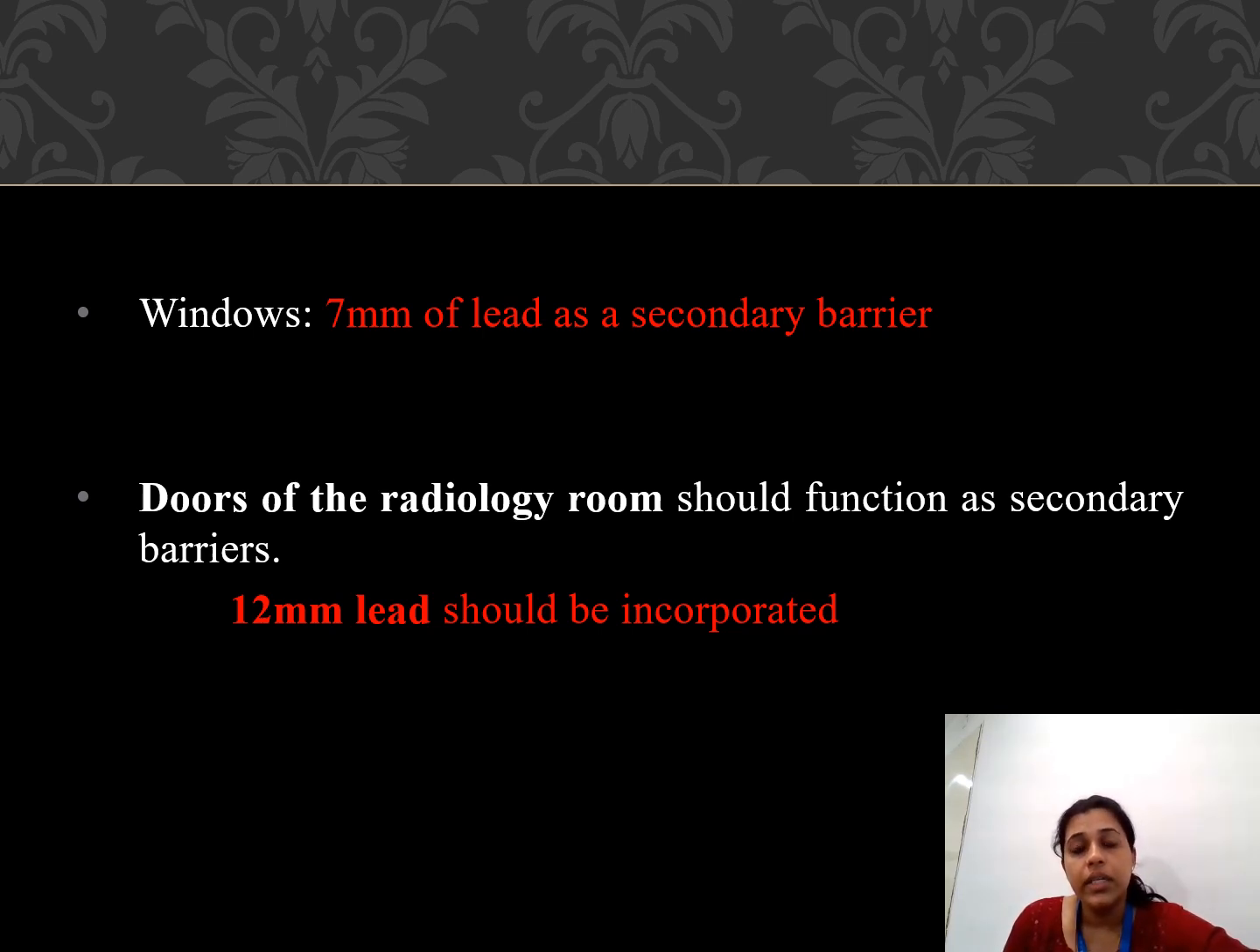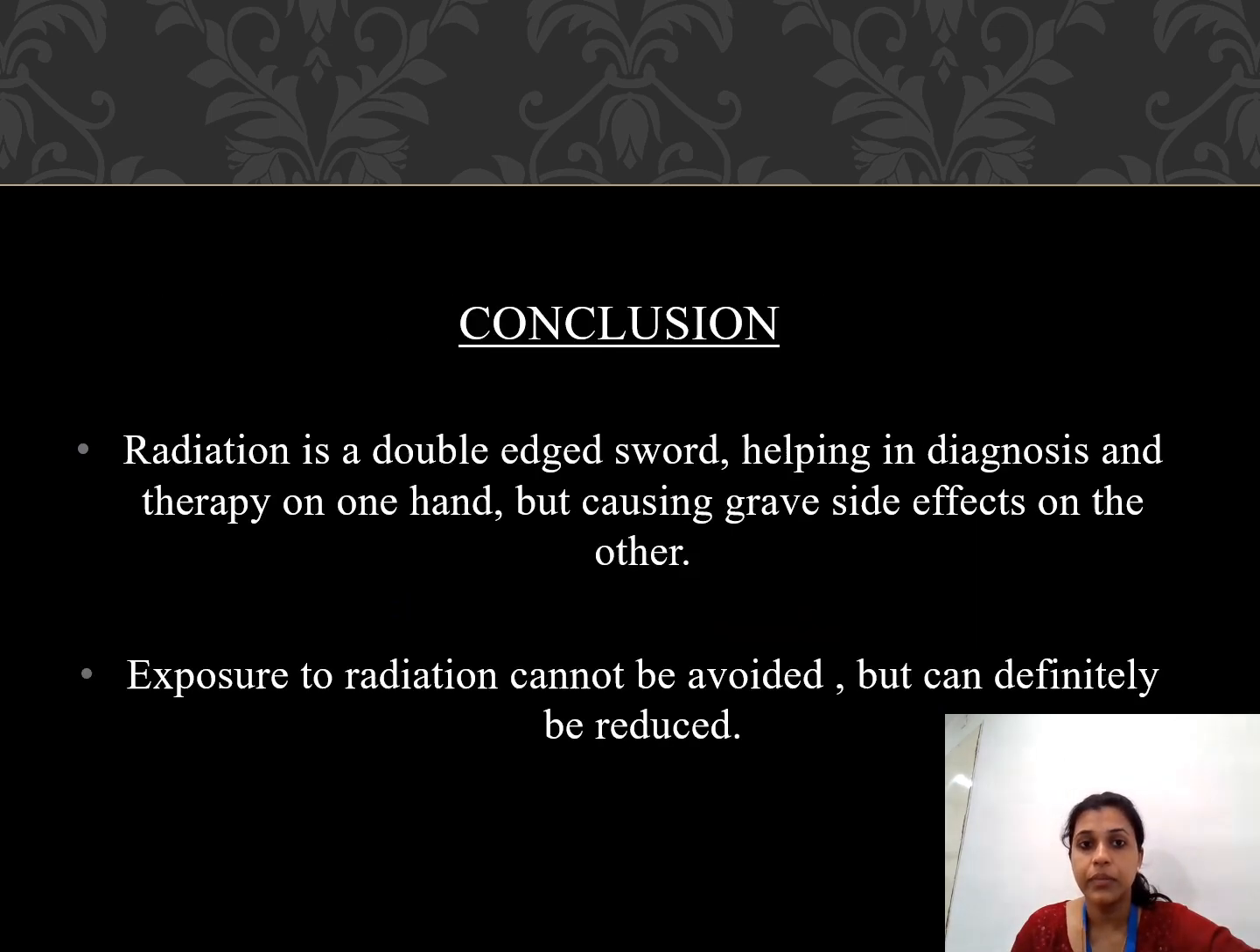It is necessary for the operator to see the patient as he is being irradiated. So a window is provided, and the window should be situated such that the primary beam is not directed on it. So lead glass is used here. 7 mm of lead is used. It is used as a secondary barrier, and the doors of the radiology room also function as a secondary barrier. So for this, 12 mm of lead is incorporated.